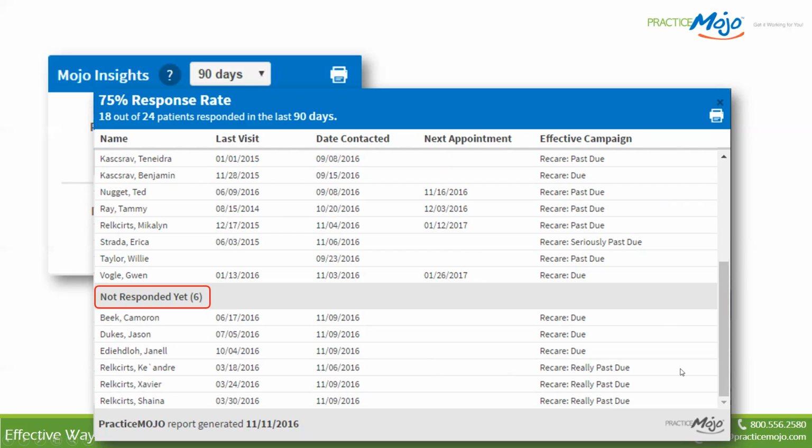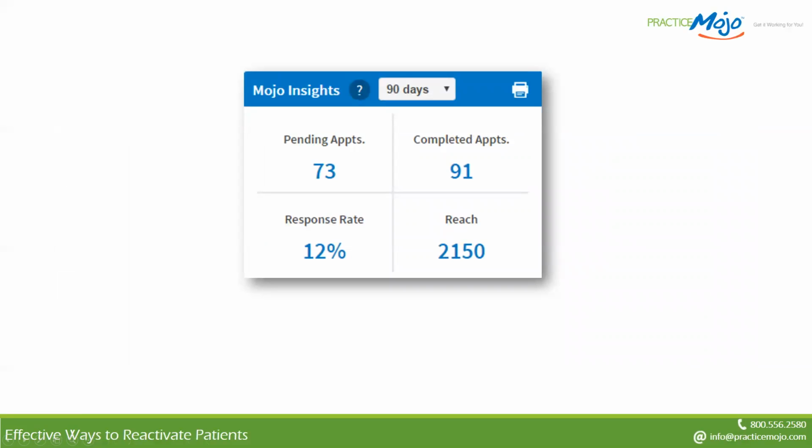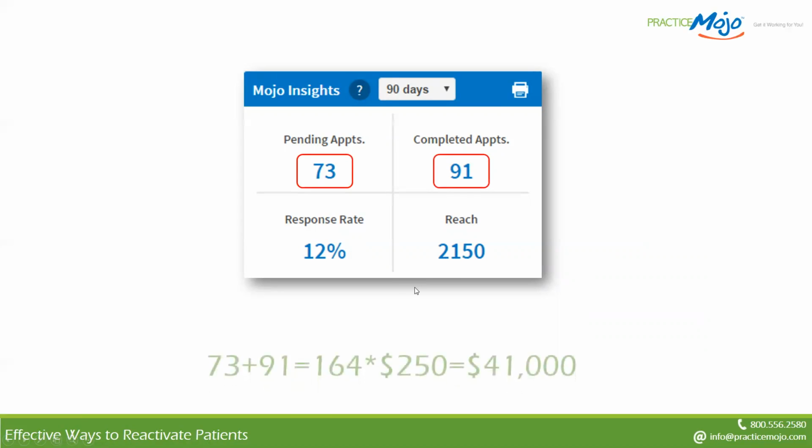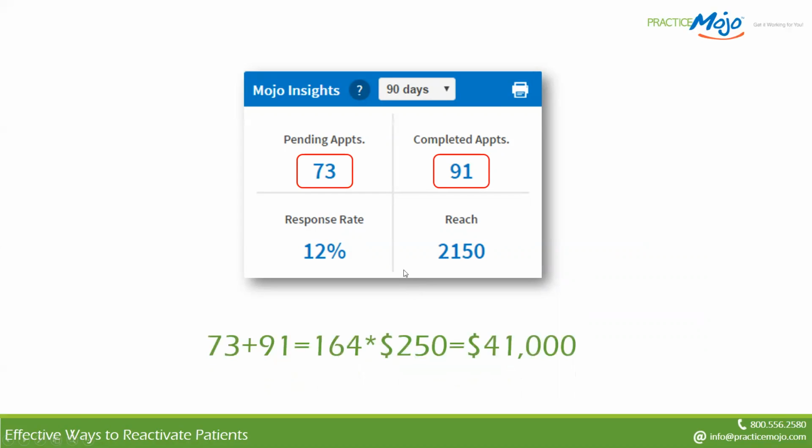In addition to your response rate, you can calculate your return on investment with Practice Mojo. The national average of revenue on a hygiene appointment is $250. So to calculate your return on investment, you're going to add your pending appointments to your completed appointments, and multiply that by 250. So in Practice Mojo, when you get into your account on your Mojo Insights, you'll add your pending appointments to your completed appointments, and then that total you're going to multiply by 250. Or if your office has a different revenue for your hygiene appointments, use that obviously to get your actual return on investment.